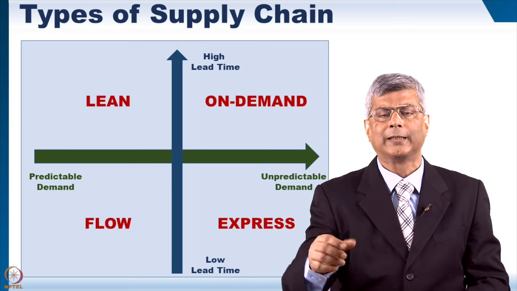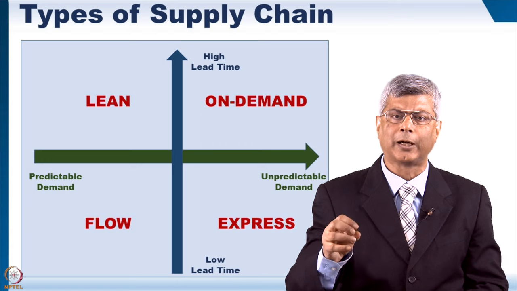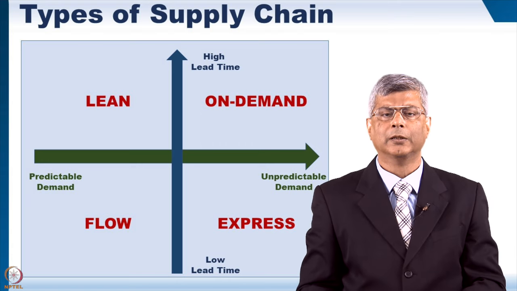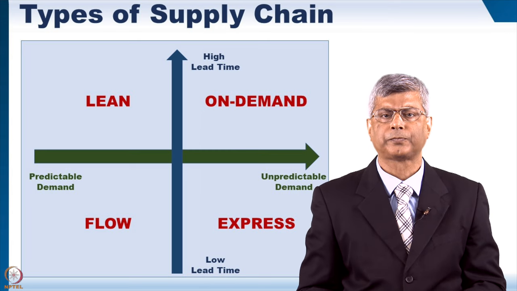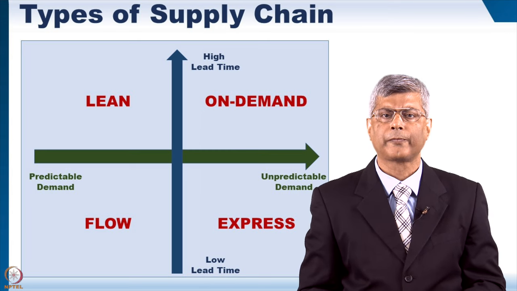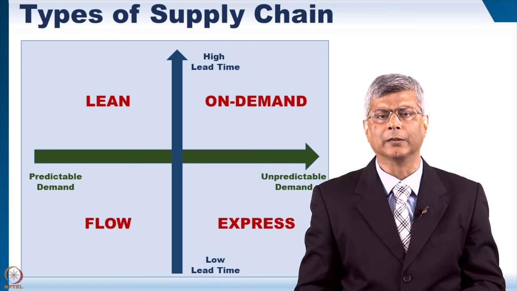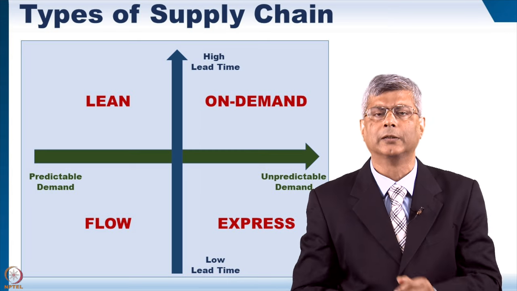Now, every minute that that Airbus 380 or the Boeing, large Boeing plane is on the ground, the airline is losing money. But you cannot predict that demand. So you want that spare part as quickly as possible. So the lead time is the shortest possible, and you can't predict the demand. And then you use an express supply network. It's also called the courier network.